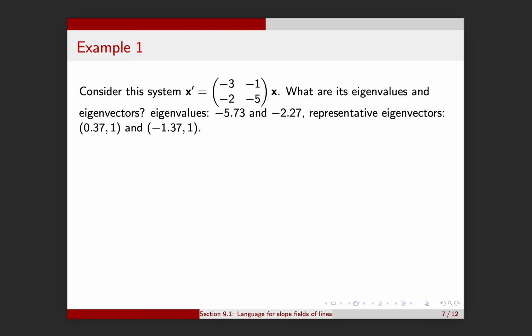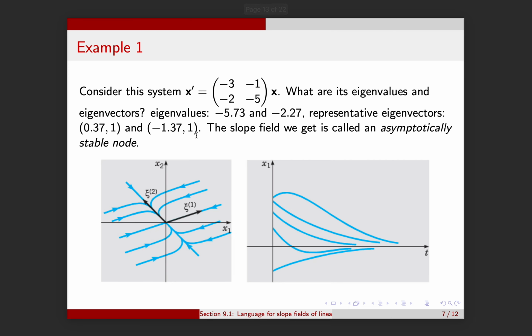So eigenvalues and eigenvectors. These are the eigenvalues. They are both real and they are both negative. And then here are the eigenvectors. So it turns out that if your eigenvalues are both real and distinct and negative, your picture will always have the same kind of form. Let me show you this.